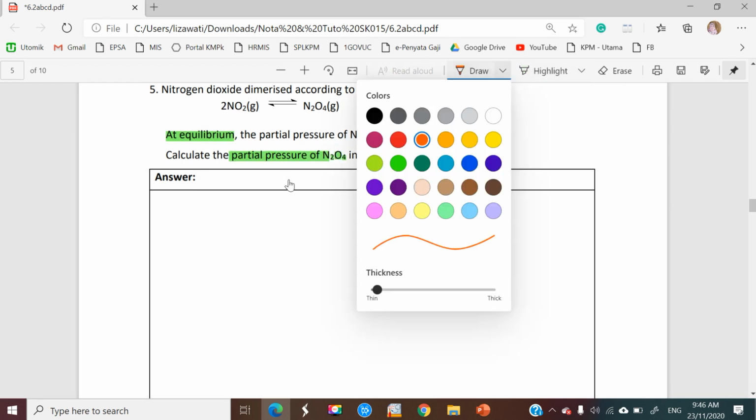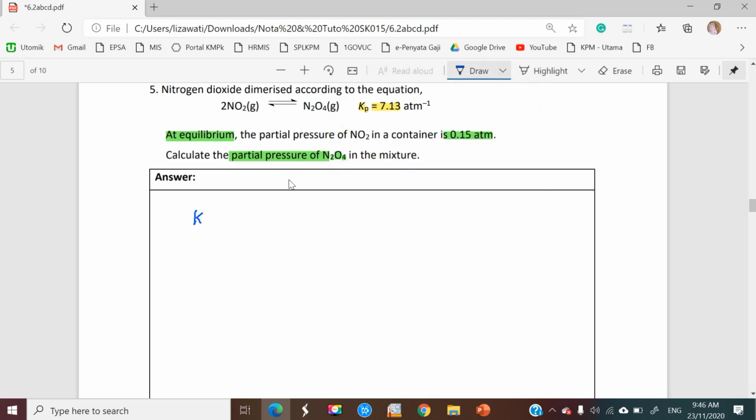Right, so first of all, you have to write the Kp expression. So Kp equals partial pressure of N2O4 over partial pressure of NO2. Since here the coefficient is 2, it is to the power of 2. Right, next we substitute 7.13.